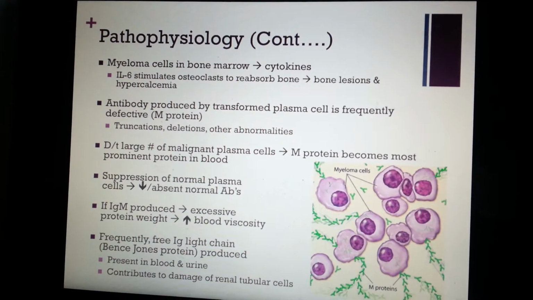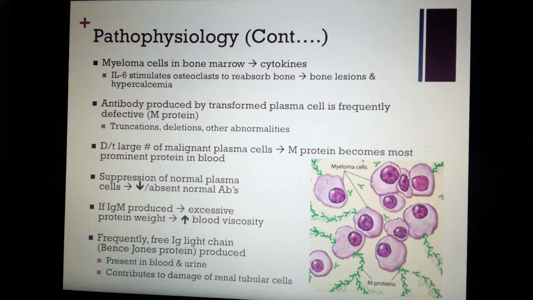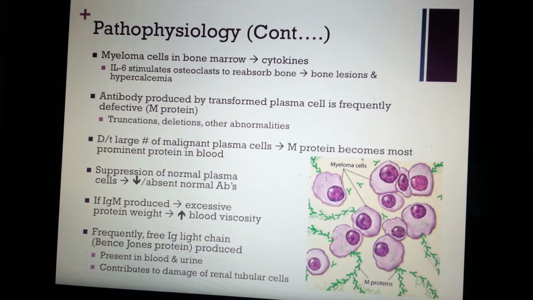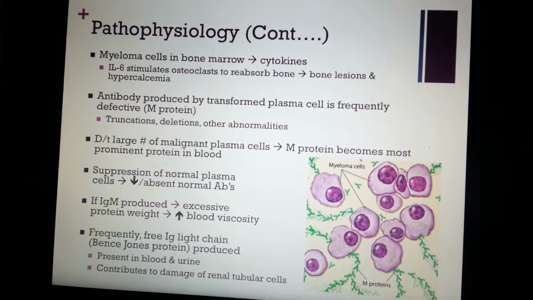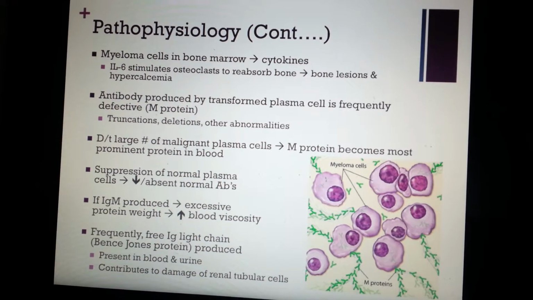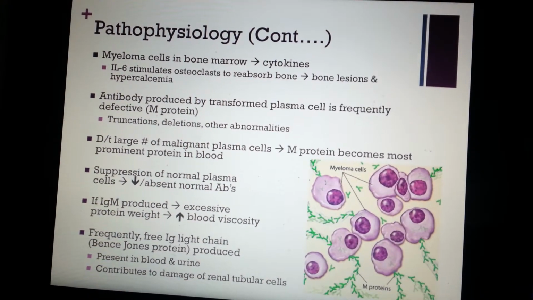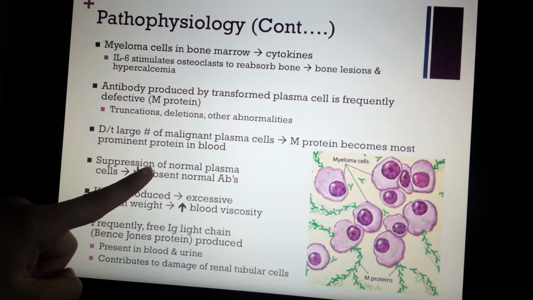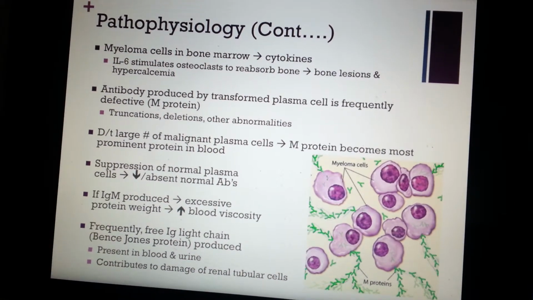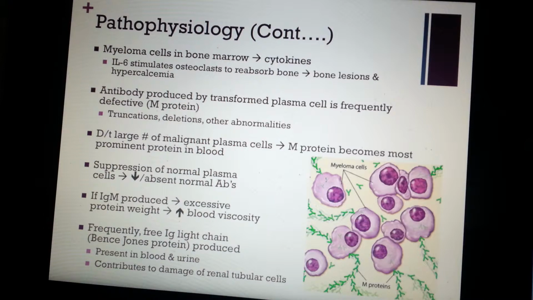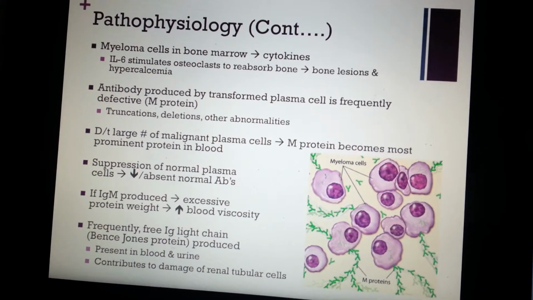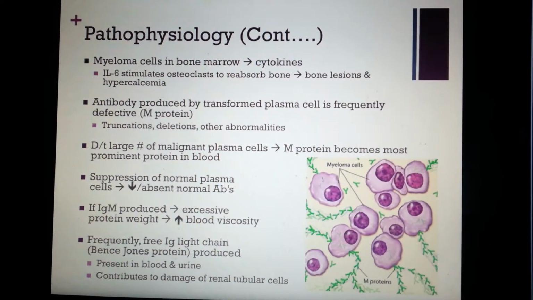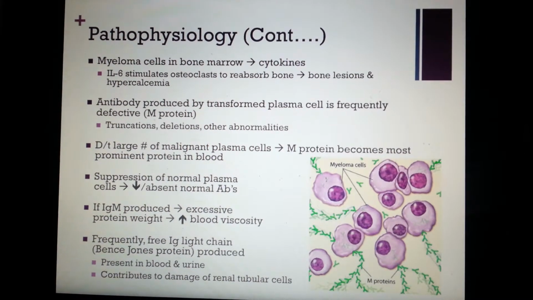An M protein is an antibody that's produced by transformed plasma cells that are frequently defective. Those defects include truncations, deletions, and other abnormalities. Because there are so many malignant plasma cells, we find an increased amount of M protein in the blood, and it's the most prominent. As well, normal plasma cells are suppressed, which leads to a lower or possibly absent amount of normal antibodies. If IgM is the one that's produced, we have an excessive protein weight since IgM is so big, and that leads to higher blood viscosity.